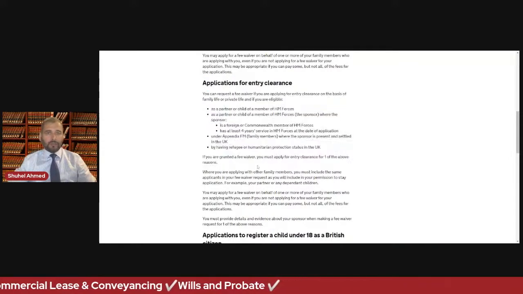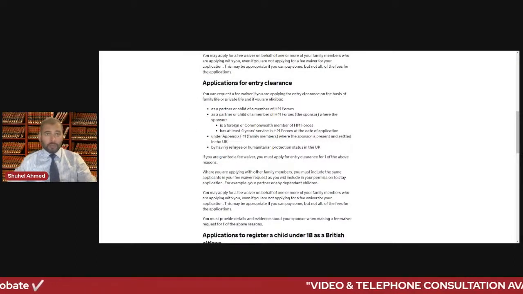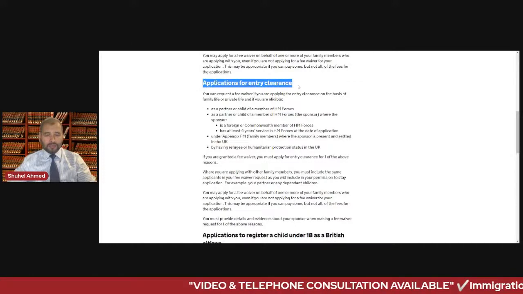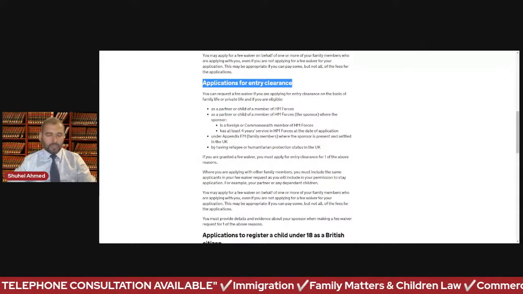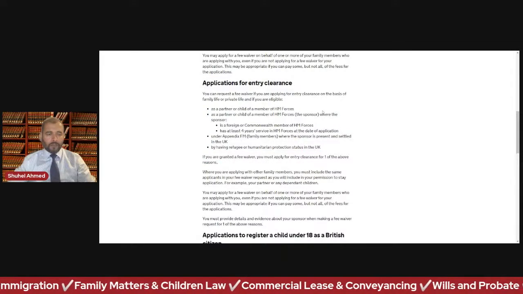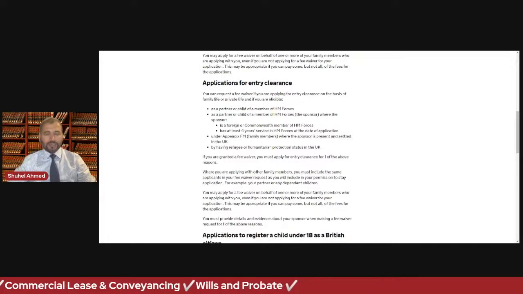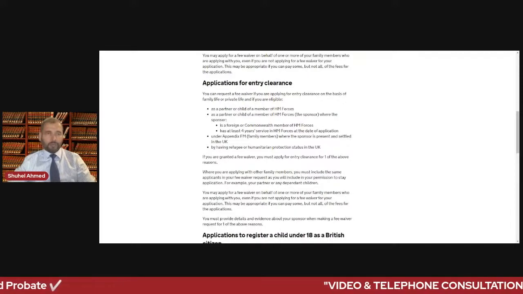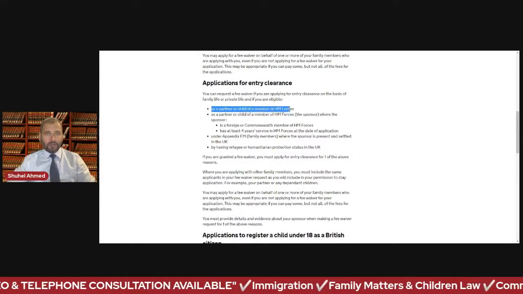For example, if you have an adult dependent family member, for example your parents, and you want to bring them, they need to make an application for entry clearance visa from outside the UK. They can make an application for fee waiver, NHS fee exemption. Now, let me give you some information on what category of applicant is eligible for fee waiver. Entry clearance visa as a partner or child of a member of HM forces.